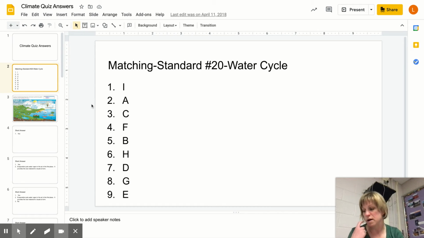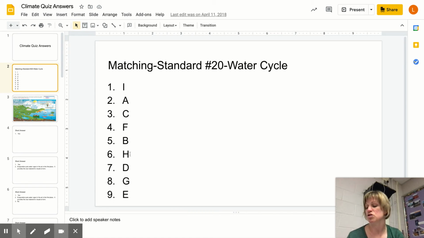Question 2, condensation is A, gas to a liquid that requires cooling. Question 3, evaporation is C, liquid to a gas requires heating. Transpiration, number 4, is F, evaporation from plant leaves. Precipitation, number 5, is answer B, falling water from clouds in the form of rain or snow.